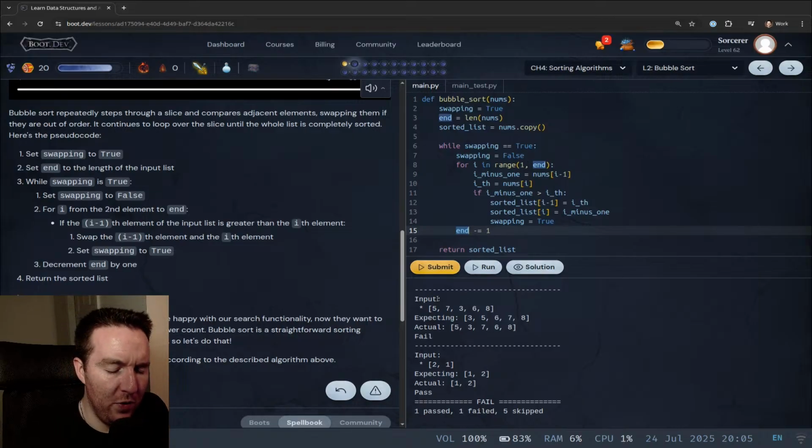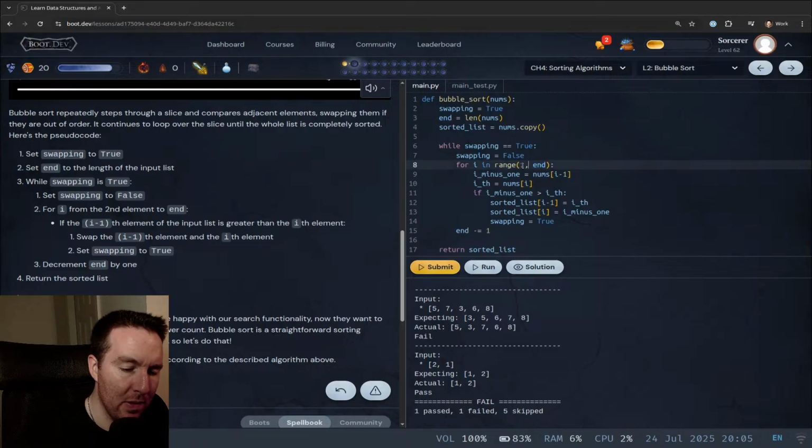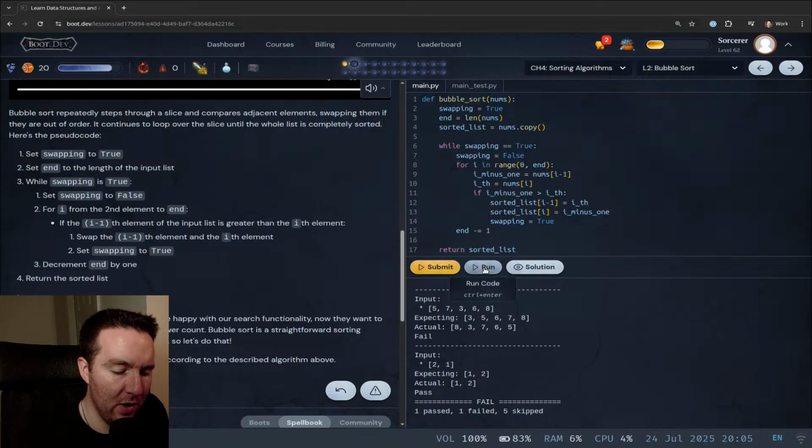So let's start from 2. So at that point, we'll have swapped 0, 1, and 2. So that would be 7 at that point. It never goes back and compares the first one. For i from the second element to the end. But you never sort the first thing then.